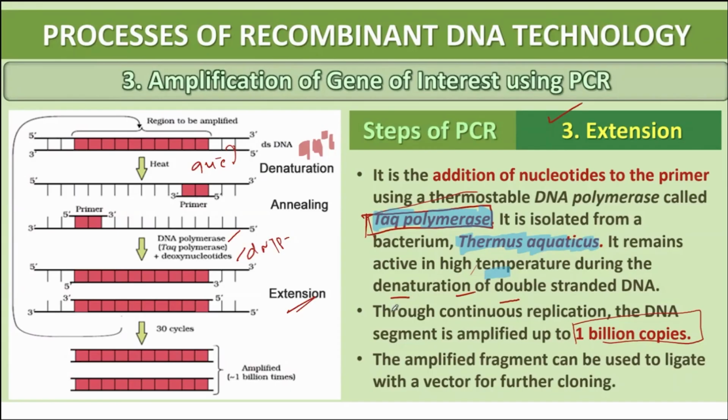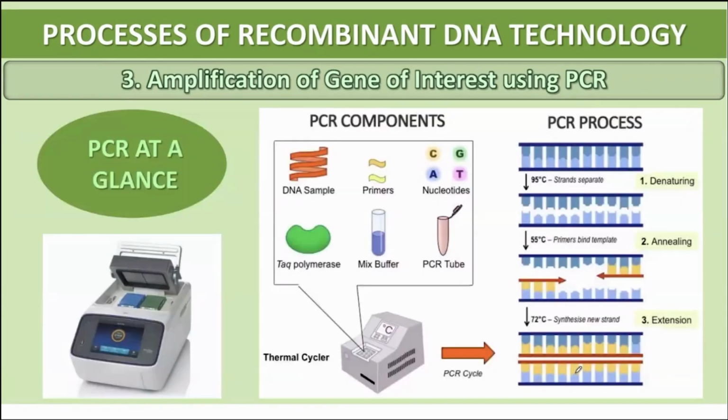So with the increase of cycle, there will be an increase in the genome copies of the DNA. Now the amplified fragment can be used to ligate with the vector for further cloning. So from this we will get the gene of interest, and from there we can put it in another vector, that is cloning, basically.